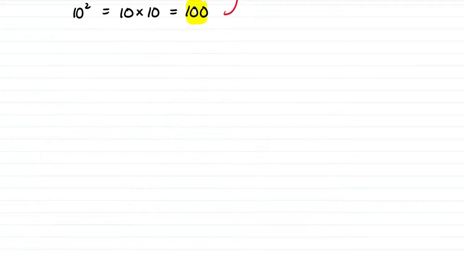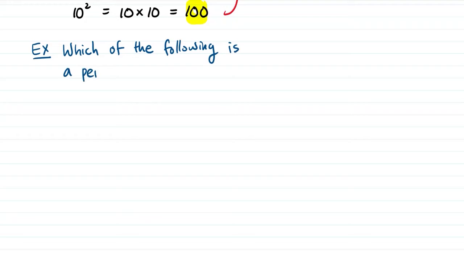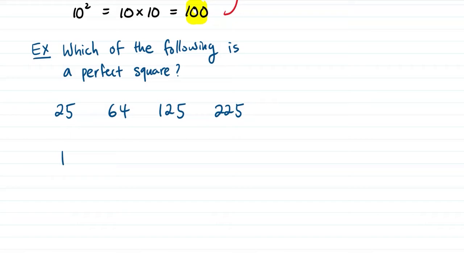Let's do some examples. So which of these numbers is a perfect square? So 25, 64, 125, 225, 1, 0, -4, -9. So we've got 8 numbers, and we're going to go over one number at a time. So 25 is 5 times 5, so that is a perfect square. 64 is 8 times 8, so that is also a perfect square.